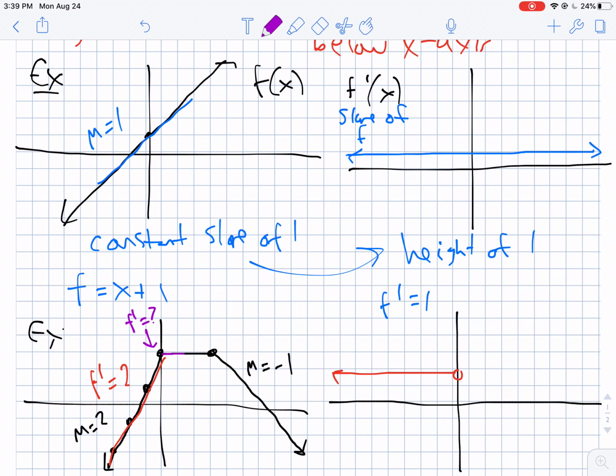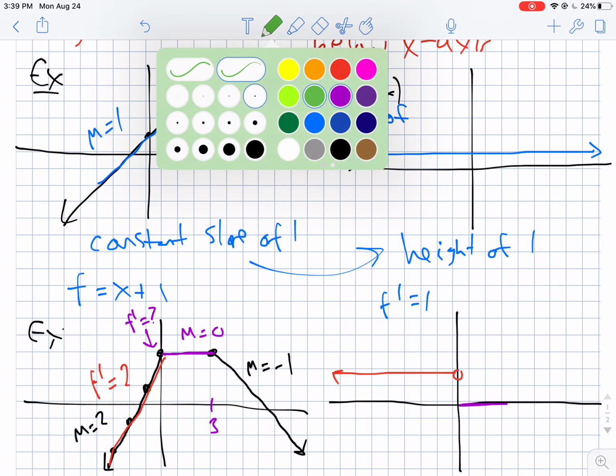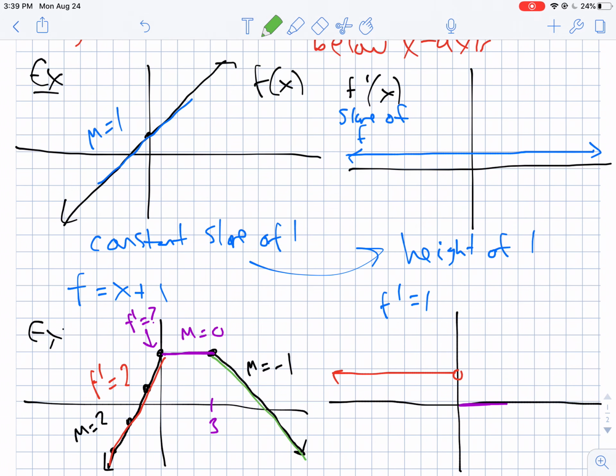Then we have a slope of 0 from x equals 0 up to x equals 3. So my f prime there is equal to 0. And on the last part where we have a slope of -1, remember that the slope of f is the height of f prime. So here f prime is equal to -1 for that section, and again we'll do open dots everywhere. That's how you draw your f prime graph. Those are all cases where you have a straight line.